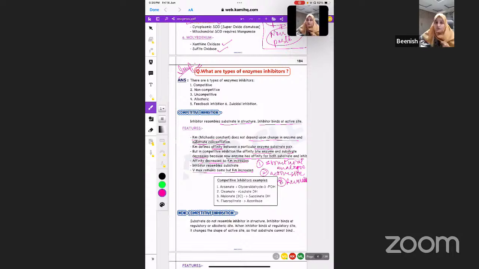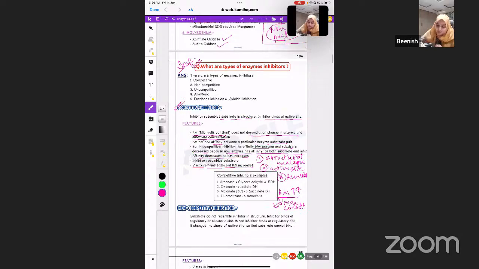That is, if you increase the concentration of the substrate, the inhibition can be overcome. When you give more substrate, there will be more chance of binding and the inhibition can be reversed. Another thing is that here your Km increases and your Vmax remains constant. The reason for this is that Km defines the affinity between the substrate and the enzyme. Now you also have the inhibitor, and the enzyme also has affinity for the inhibitor. So the affinity between the enzyme and the substrate is decreasing, and because of this the Km is going to increase, but the Vmax is going to remain constant. So that was about competitive inhibition.